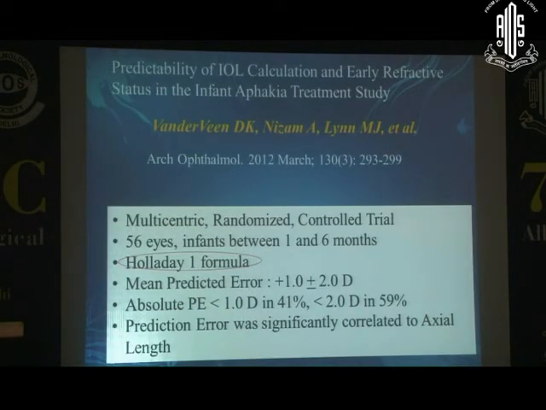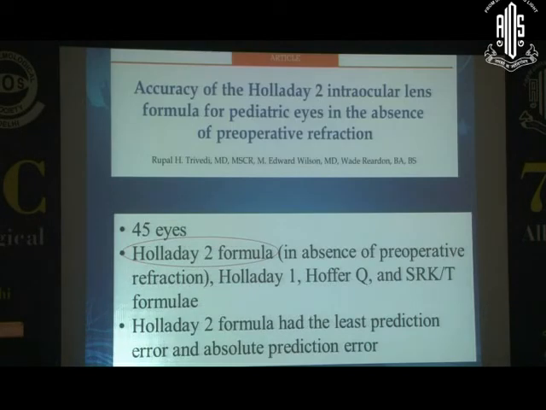On literature review, in the recent IATS study, Vanderwen et al. has found Holladay 1 formula is better in children. Here the age group was below 7 months. And second, Rupal Trivedi et al. has found Holladay 2 as a reliable formula.